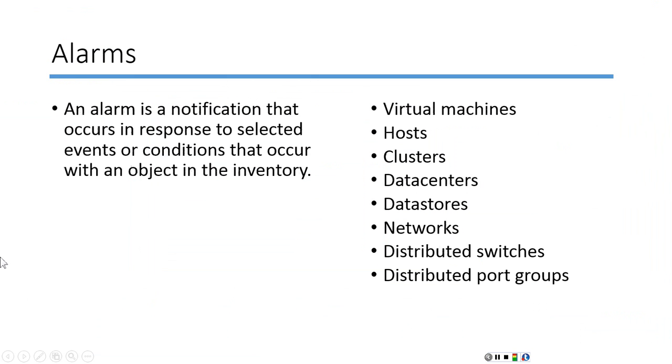In summary, an alarm is a notification that occurs in response to selected events or conditions that occur within an object in the inventory. Alarms can include virtual machines, hosts, clusters, data centers, data stores, networks, distributed switches, and distributed port groups. And this concludes our section.